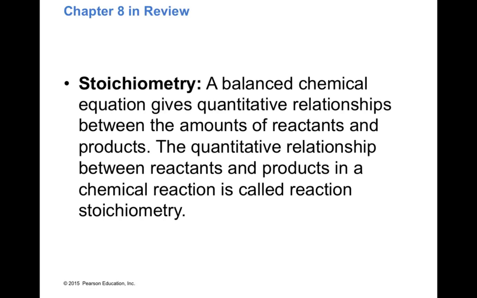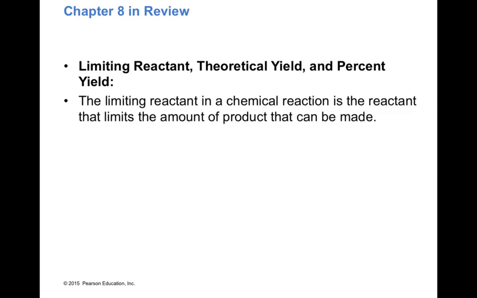So, chapter 8 in review. Stoichiometry: a balanced chemical equation gives the quantitative relationship between the amounts of reactants and products, and this is called reaction stoichiometry. Limiting reactant, theoretical yield, and percent yield. The limiting reactant in a chemical equation is the reactant that limits the amount of product that can be made. This one is obtained by doing a calculation. Remember that if we have two reactants, we go from reactant A to product and reactant B to product, and the product needs to be the same so we can compare them, okay?